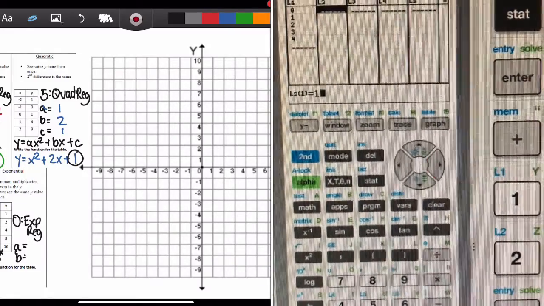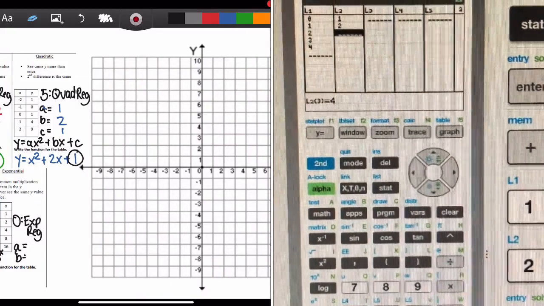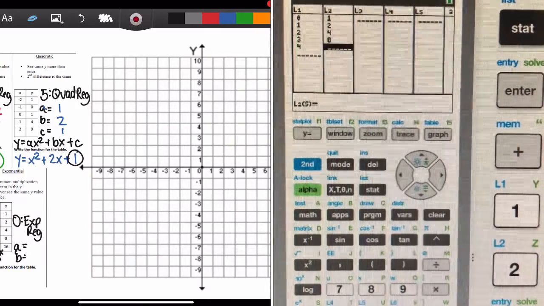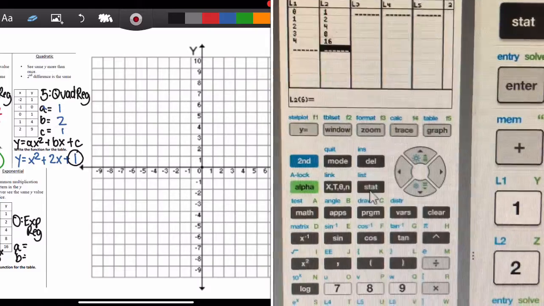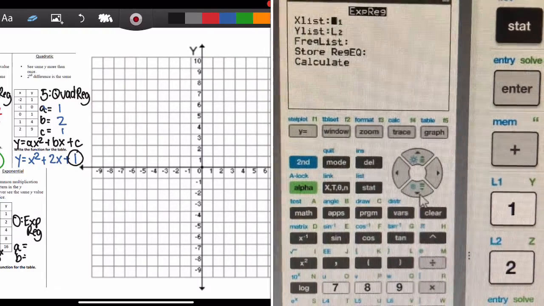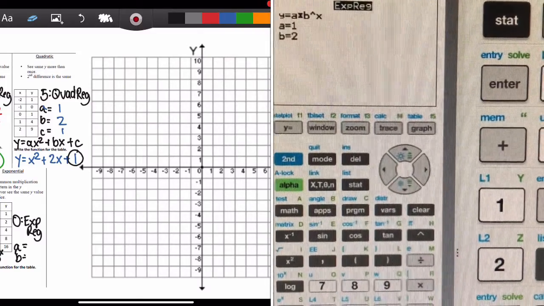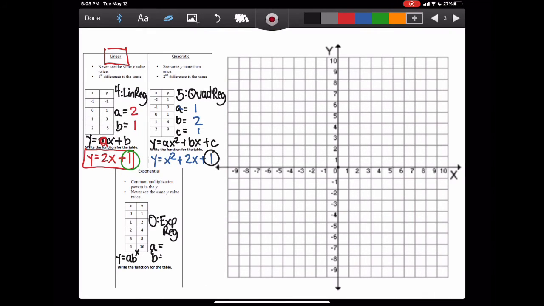1, 2, 4, 8, and 16. I'm going to hit stat, over to calc. This time it's 0 for ExpReg. I'm going to hit enter 5 times. And it's going to give me an A and a B. That A and B is going to be 1 and 2. And so now I can write my equation here.